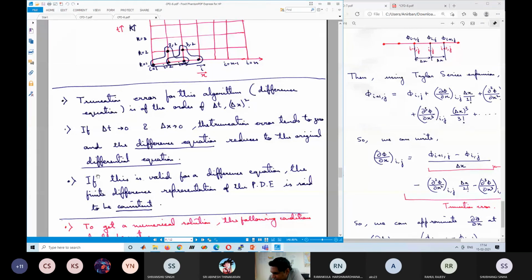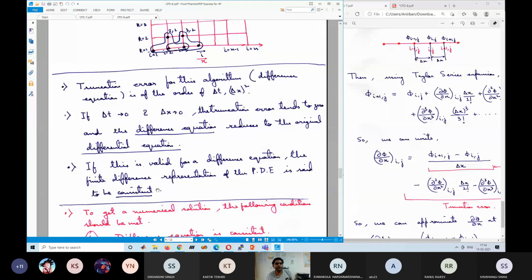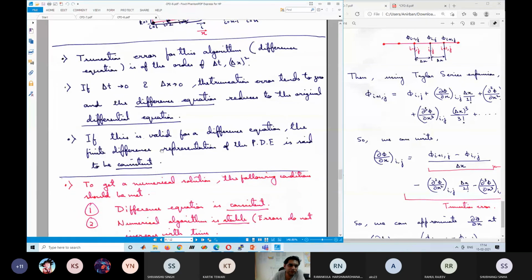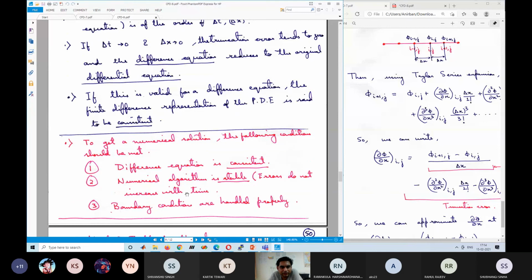If it is of 0th order or constant. Yes, 0th order. If it is of 0th order, it is not dependent at all on delta t and delta x. Then it will not be consistent, because it will not go to 0. Second thing is that to get a proper solution, the numerical algorithm needs to be stable.